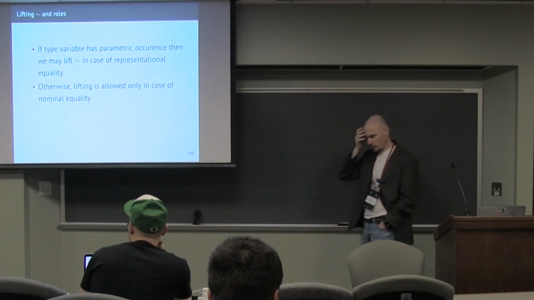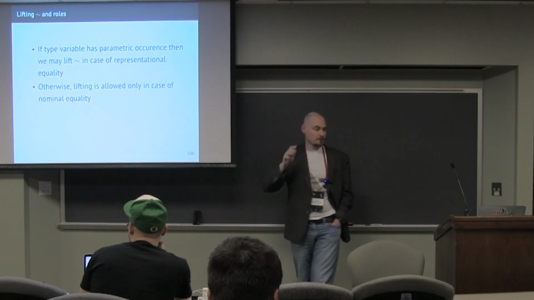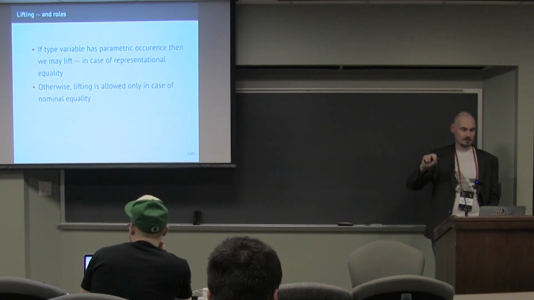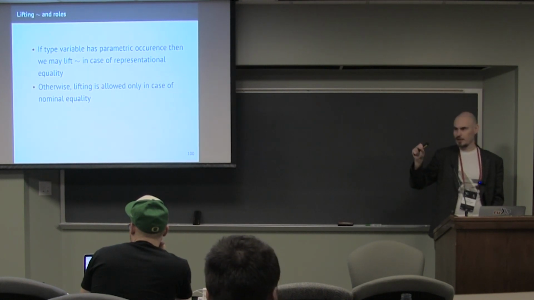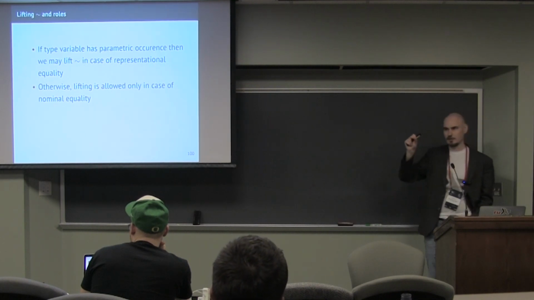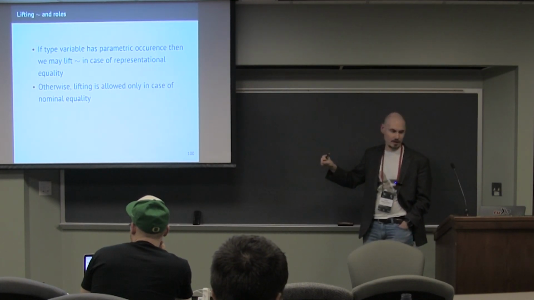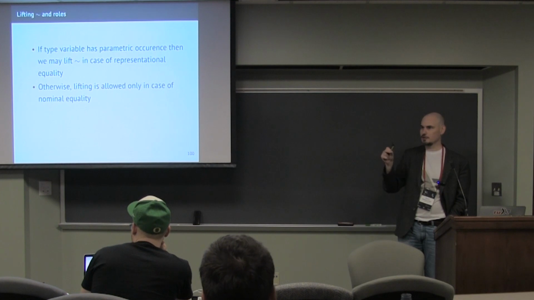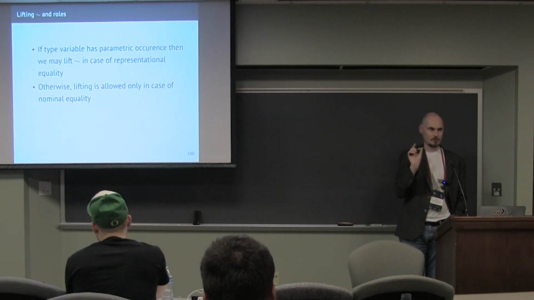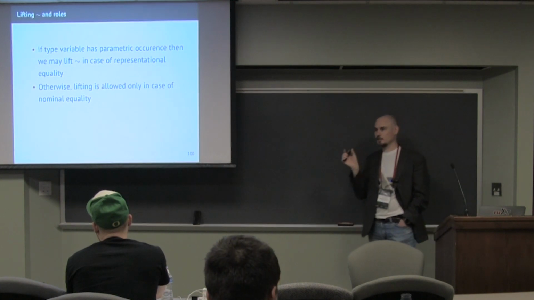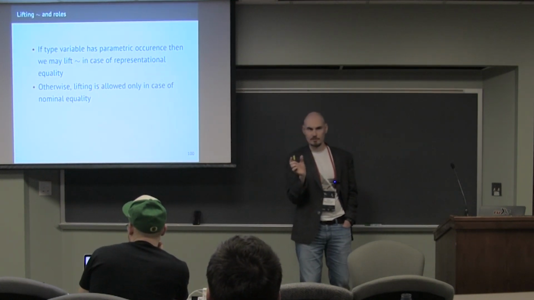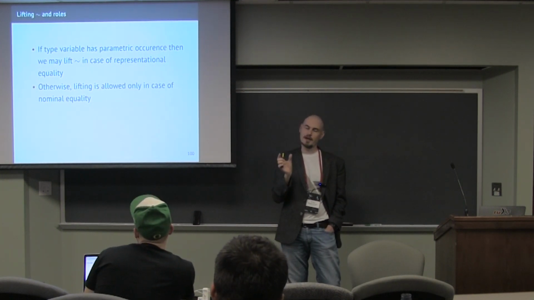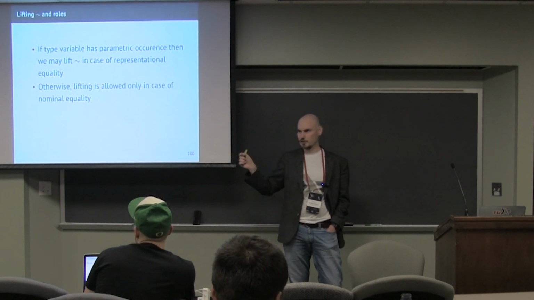So this is the answer to the problem we've posed before. If this type variable is parametric, then we're allowed to lift this in the case of representational equality, like in Age equal to Int. If it's not parametric, we're only allowed to do that with nominal equality. So that's it. Age and Int, they are nominally different. And that's why this bad idea type class is wrong. So we should not be able to do this lifting for it.